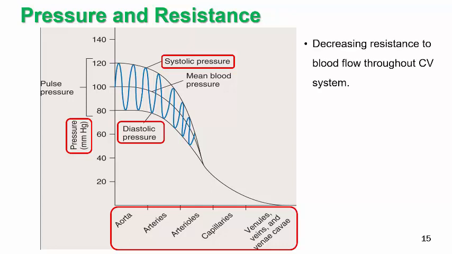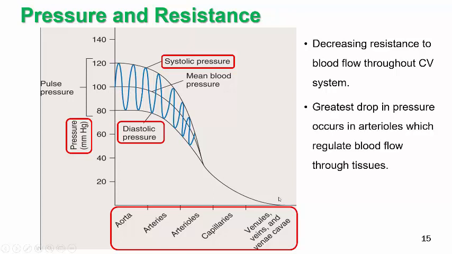Now, what we see here is that there's a decreasing resistance to blood flow throughout the cardiovascular system, and that causes this continual drop in pressure as we go from the aorta all the way through the system and into the venous side. And so the greatest drop in pressure is observed to occur in that transition within the arterioles. So within the arterial to capillary transition, we see that the pressure drop is very steep.